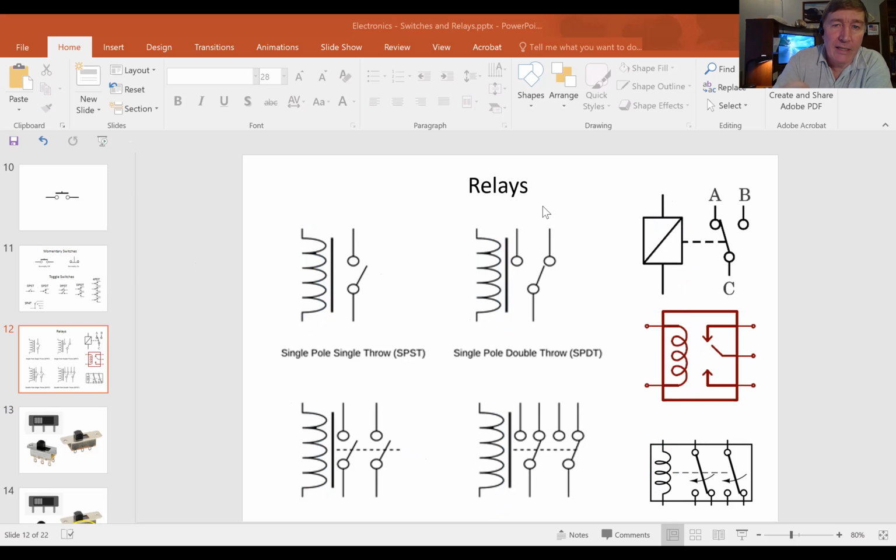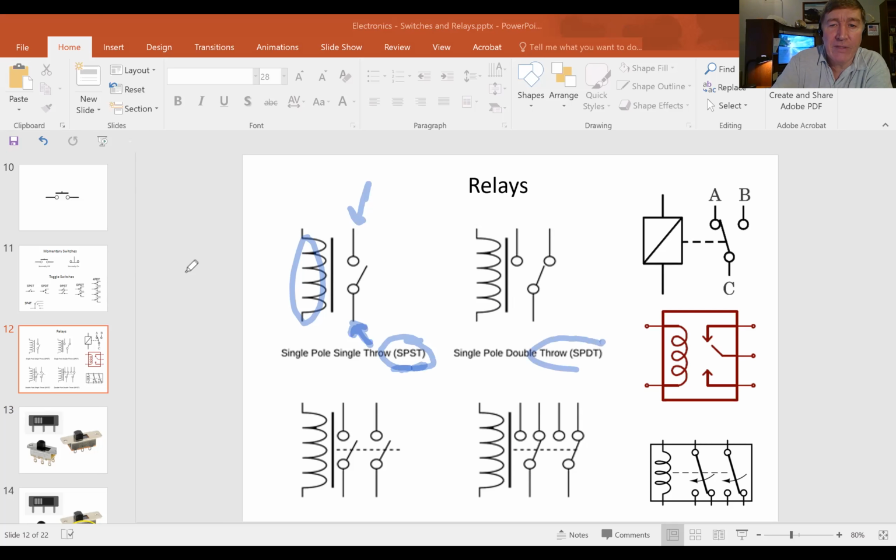Okay, so let's start with this guy right here. So when we see this, we know it's a relay. So what we do is we look to see how many inputs do we have? And I see, well, it's only one. So that means it's a single pole. And then I look to see how many outputs do I have? And so you see I only have one output, so that means it's single throw. So this is an SPST relay.